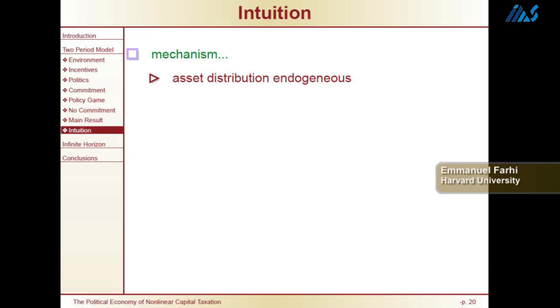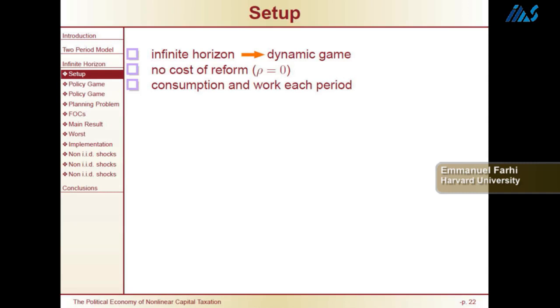All right. So let me move to the infinite horizon model. And so that's going to become a dynamic game. I'm going to assume away this exogenous cost of reform, okay? And I'm going to try to derive it from my model. And agents are going to consume and work in every period.